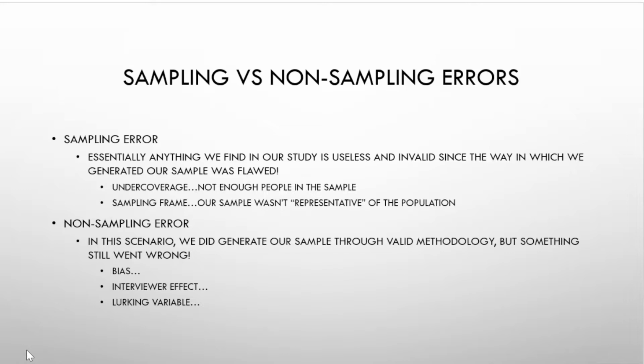Essentially, anything we find in our study is useless and invalid since the way in which we generated our sample was flawed. Like we talked about before, if your sample isn't good, nothing that you can prove or think you found statistically means anything, because your sample isn't what it was supposed to be. The two most common things here are known as undercoverage and your sampling frame. Undercoverage basically means you don't have enough people in the sample. There are rules of thumb we'll learn later on, but basically it's saying your sample is too small to have enough people in it to make a conclusion from.